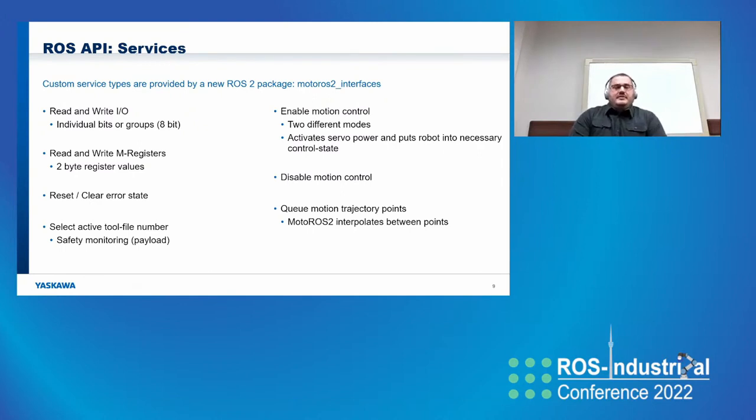The services that we're using currently: we have reading and writing of IO and registers. So you can reset and clear error states, assuming it's not a major error, of course. We've got setting the tool file number, which would affect all of your functional safety monitoring and safety zones and whatnot. As I mentioned, there's two different modes of motion control. You can autonomously put the robot into the correct mode remotely, and I'll discuss those motion modes here.